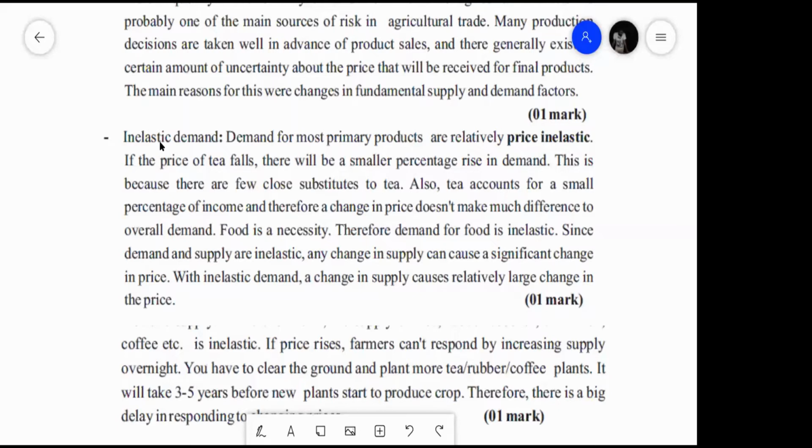Now, if you have an elastic demand curve, you change the supply a little and the price doesn't change much. But when you have an inelastic demand curve and you change the supply, price changes a lot. So price is fluctuating there. So that is one reason why it is fluctuating. Okay, so they have given that.